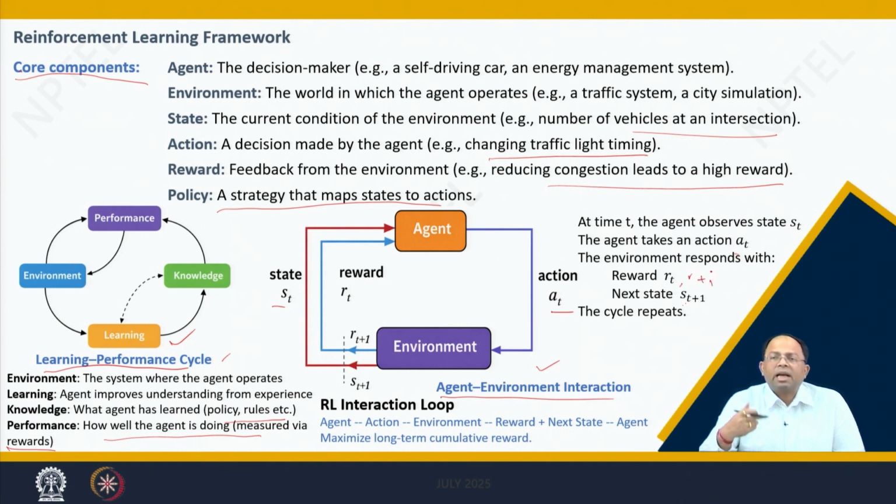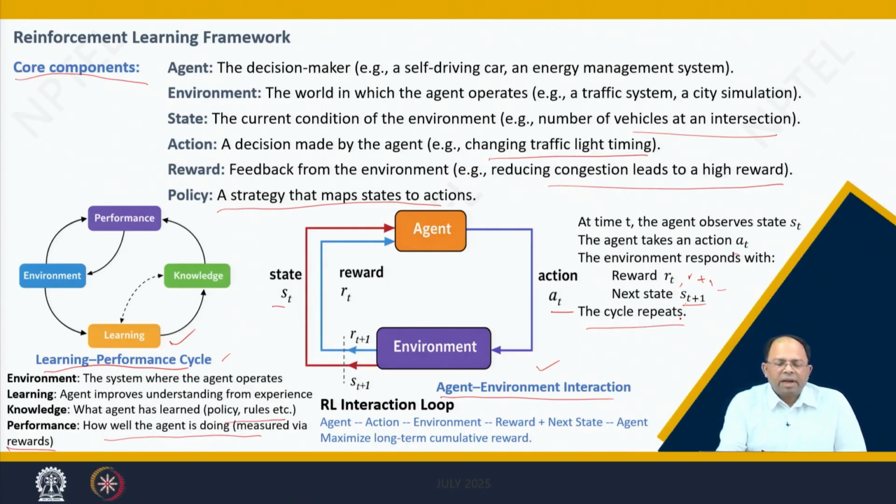Why? Because the reward comes in the next step actually. Reward doesn't come in the first step, right? And then the next state becomes st plus 1. So that means because of this action, the state changes, as well as the particular agent also gets a reward, and that is also stored. And then this cycle repeats again and again, right?